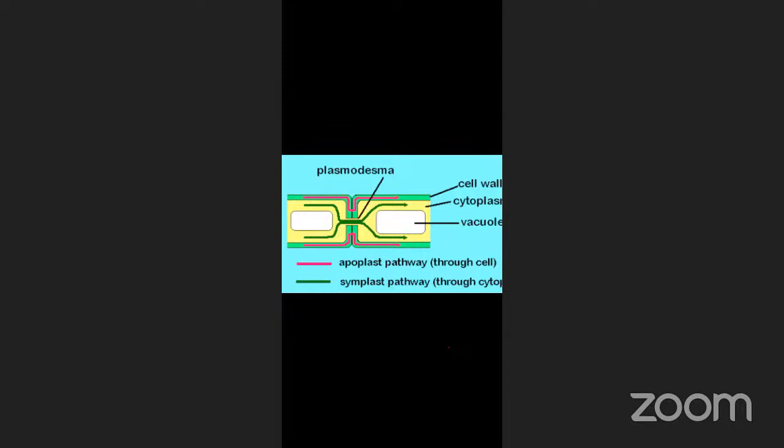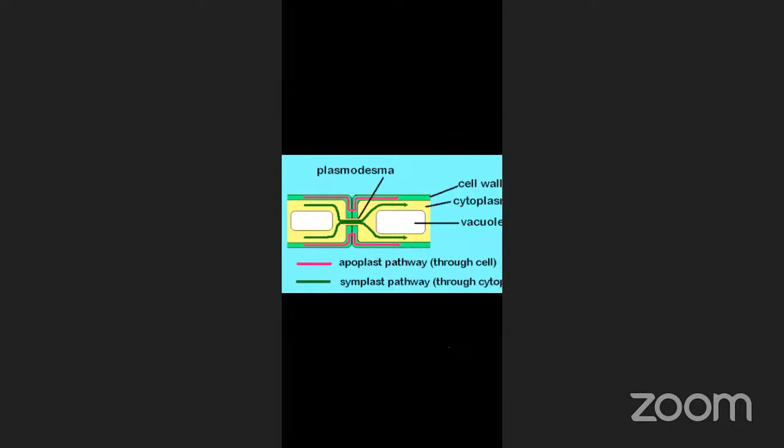Second, the green line. Is it visible to you, the green line? Yes, sir. The symplastic system is the system of interconnected protoplasts. Interconnected means the protoplasts are connected by plasmodesmata. During symplastic movement, water travels through the cells, remember, through the cells, especially their cytoplasm, through the plasmodesmata. So intercellular movement is through the plasmodesmata.